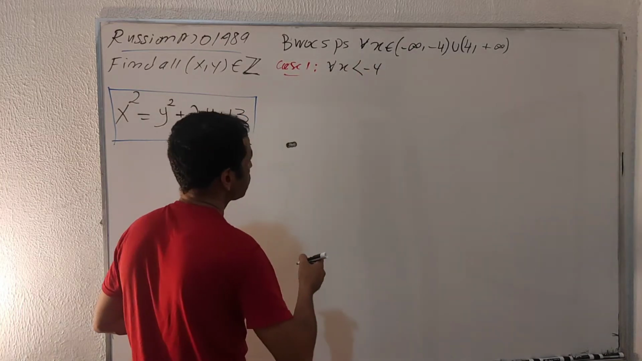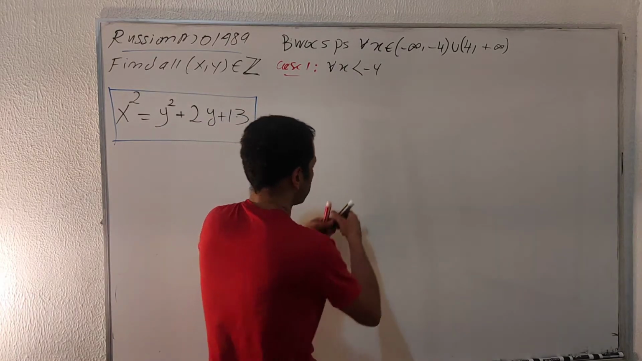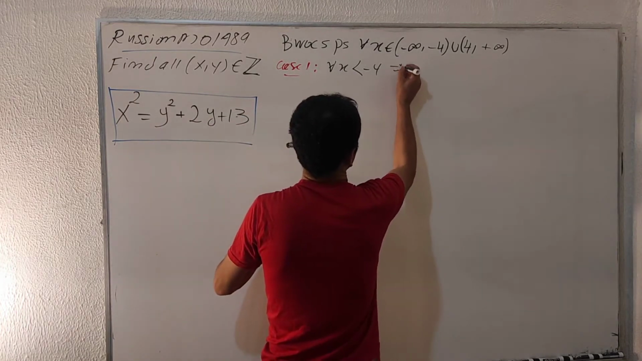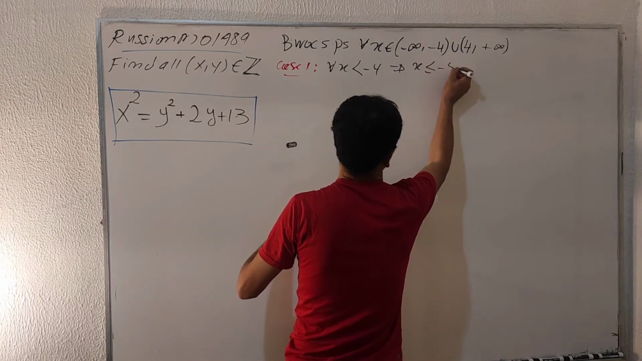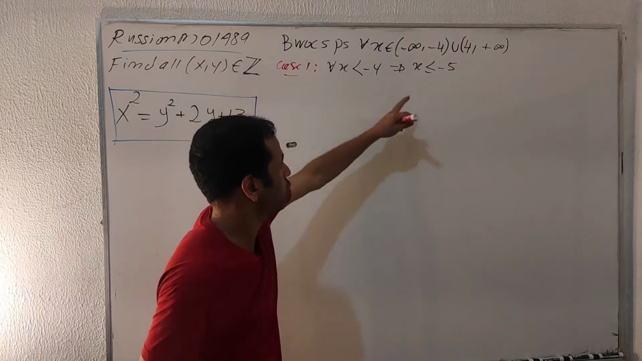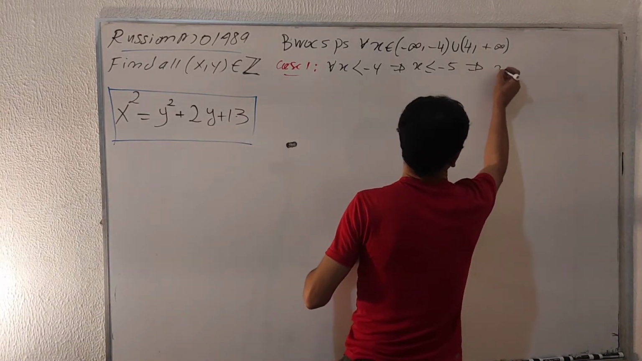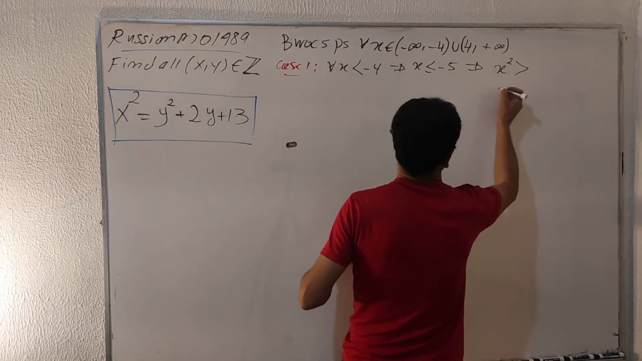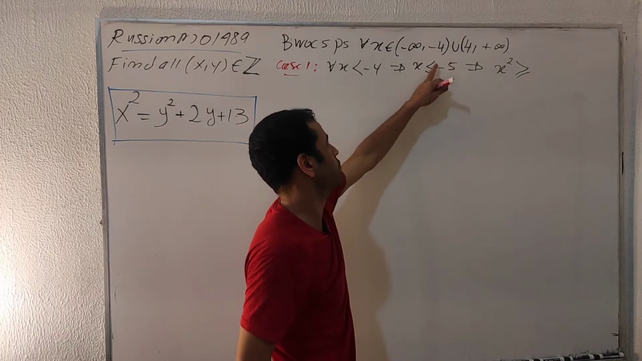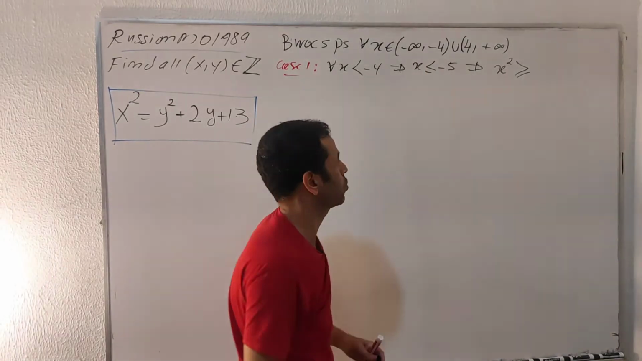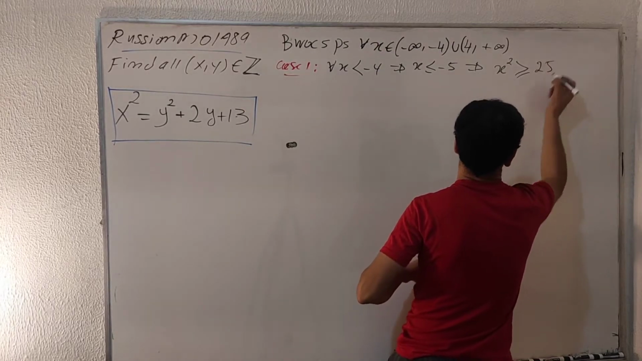I'm going to zoom in by including minus 5. I get here the equivalent: x is inferior or equal to minus 5. Let's square both sides. So I get x squared, and I'm going to flip the inequality, because when we square something negative, the inequality is flipped. So I get x squared is superior or equal to 25.